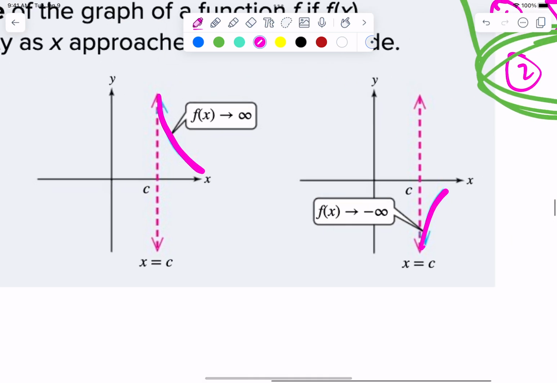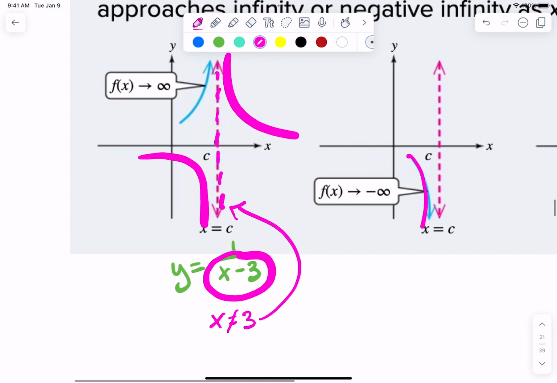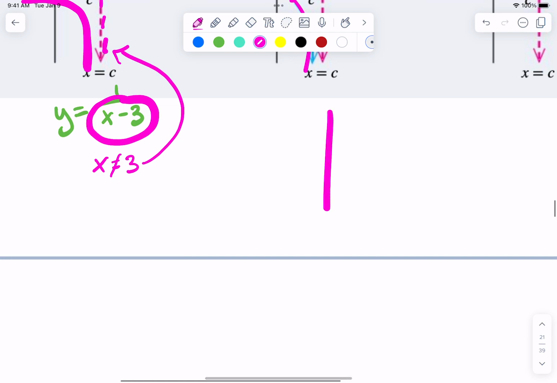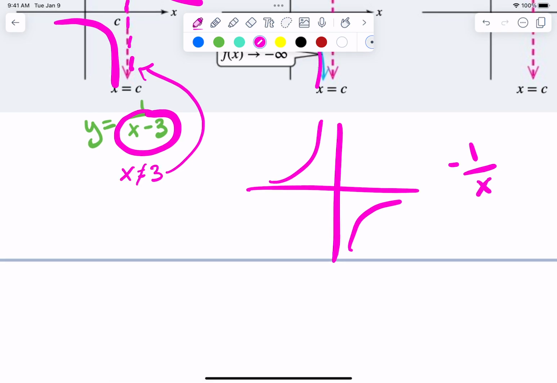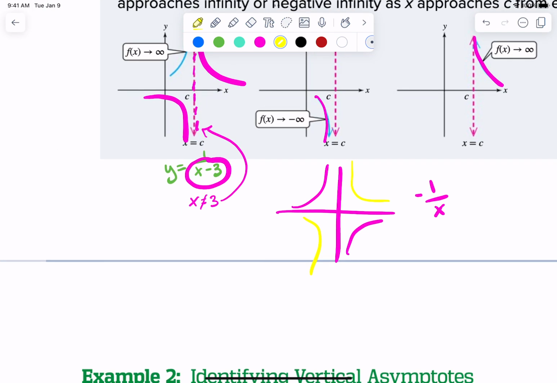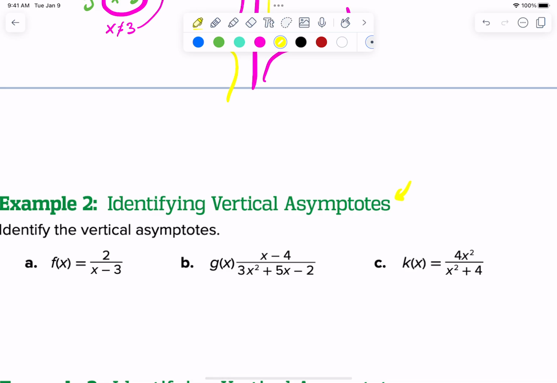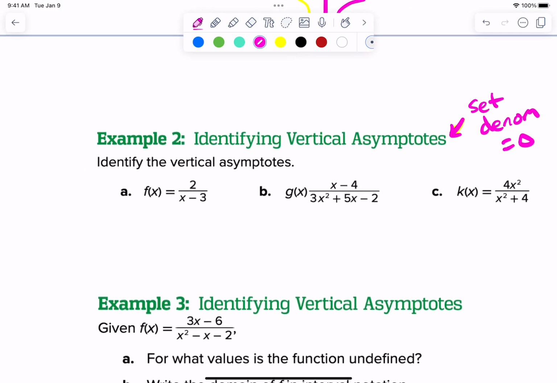Now, if your boomerang guy goes in the second and fourth quadrant, so here and here, that's when you have negative 1 over x, right? In the second and fourth quadrant, that's when you have a negative in front, because it moves him to the second and fourth quadrant instead of the first and third, which is what he normally is, right here and here. Okay, good? But vertical asymptotes, that's like setting the denominator equal to 0. Set the denominator equal to 0 to find where the vertical asymptotes are.